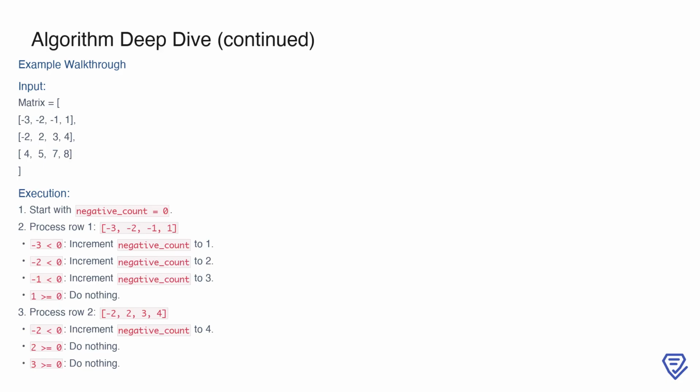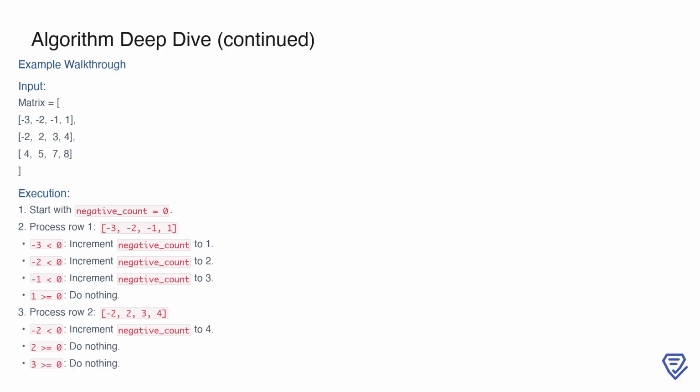To better understand how the algorithm works, let's walk through an example. Consider the input matrix [-3, -2, -1, 1], [-2, 2, 3, 4], [4, 5, 7, 8]. We start by initializing _count to 0. In the first row, -3, -2, -1, 1, we check each element. -3 is less than 0, so we increment _count to 1. -2 is also less than 0, so we increment it again to 2. -1 is negative as well, bringing the count to 3. The last element, 1, is positive, so we do nothing.